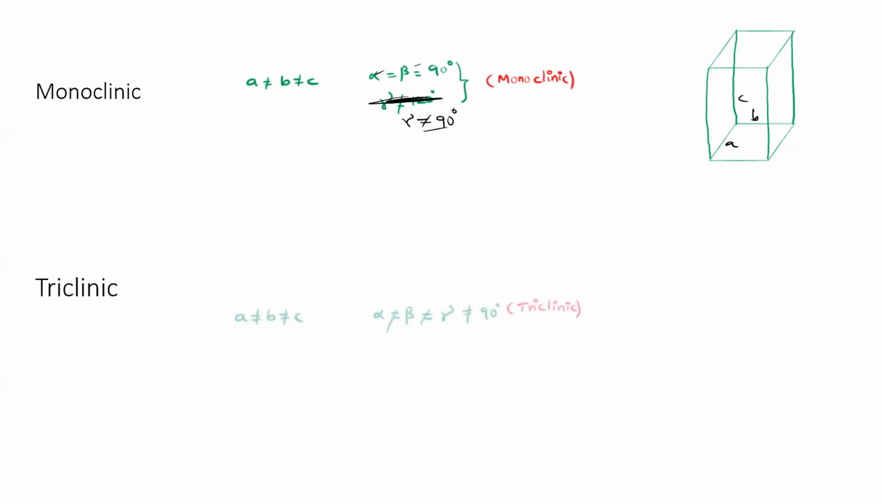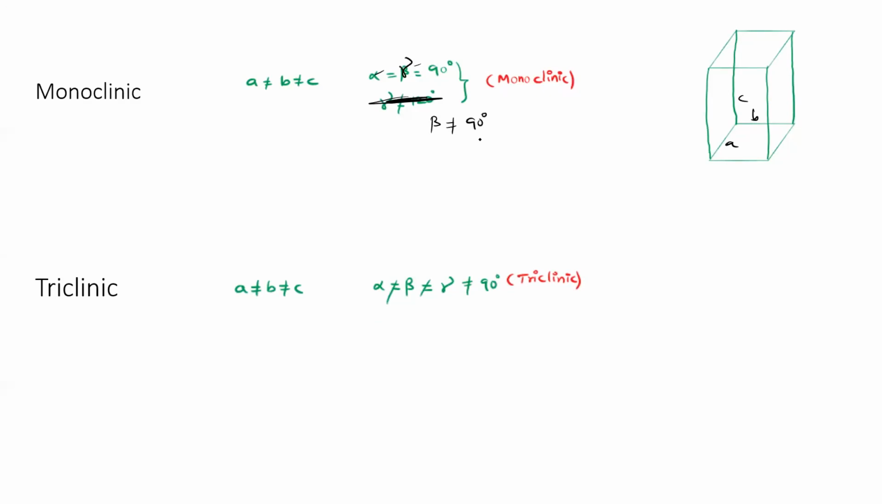Sir, in monoclinic, alpha is equal to gamma, right, sir? Yeah, alpha equal to gamma. Fine. Alpha equal to gamma equal to 90, then beta not equal to 90. Why? Because this is alpha, this is gamma, this is beta. Alpha and gamma are equal, but beta is not equal.